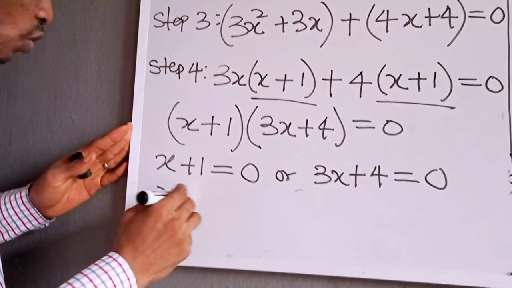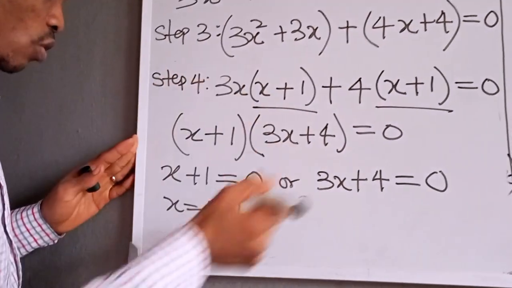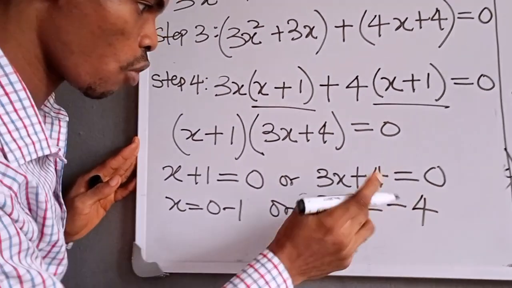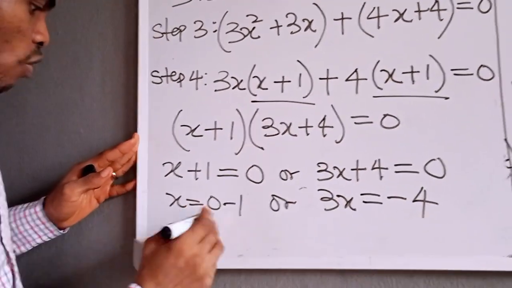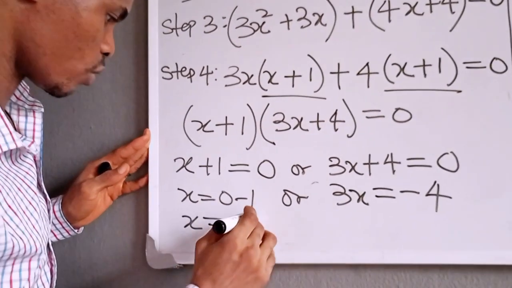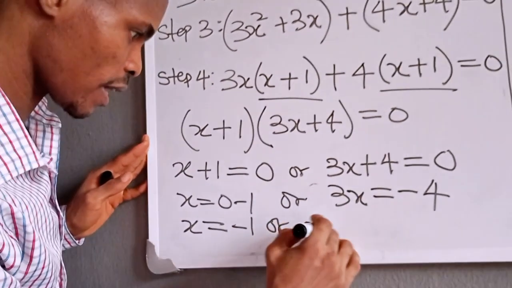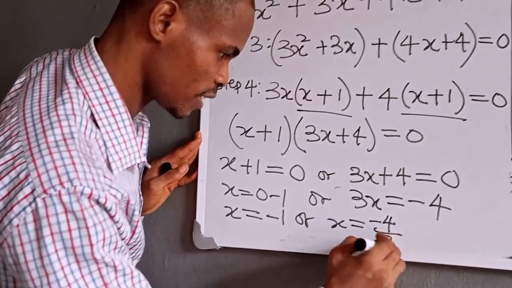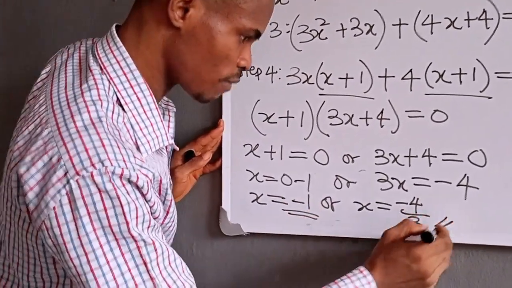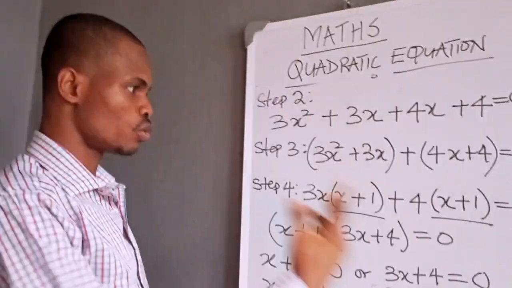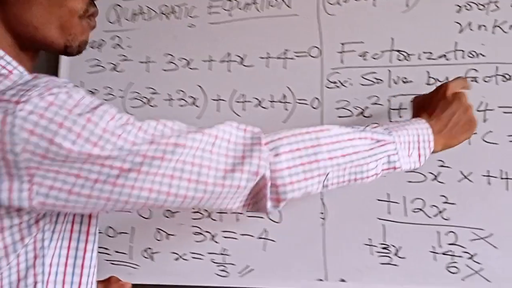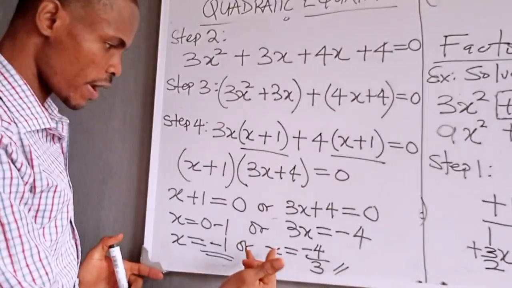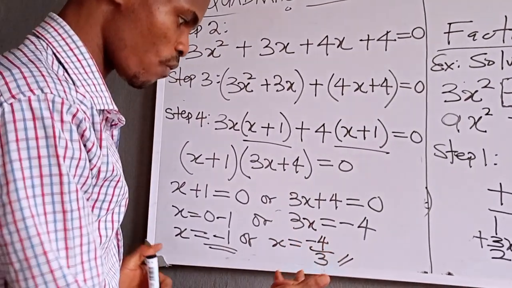Now from here, we have x to be equal to 0 minus 1. When I cross plus 1 over, I also have 3x to be equal to minus 4. When plus 4 crosses over, at the end of the day, 0 minus 1, x is equal to minus 1, or x is equal to, divide both sides by 3, I have minus 4 over 3. Final result, at the end of the day, we have been able to obtain the roots of the equation by solving using factorization. So x is equal to minus 1, or x is equal to minus 4 over 3.